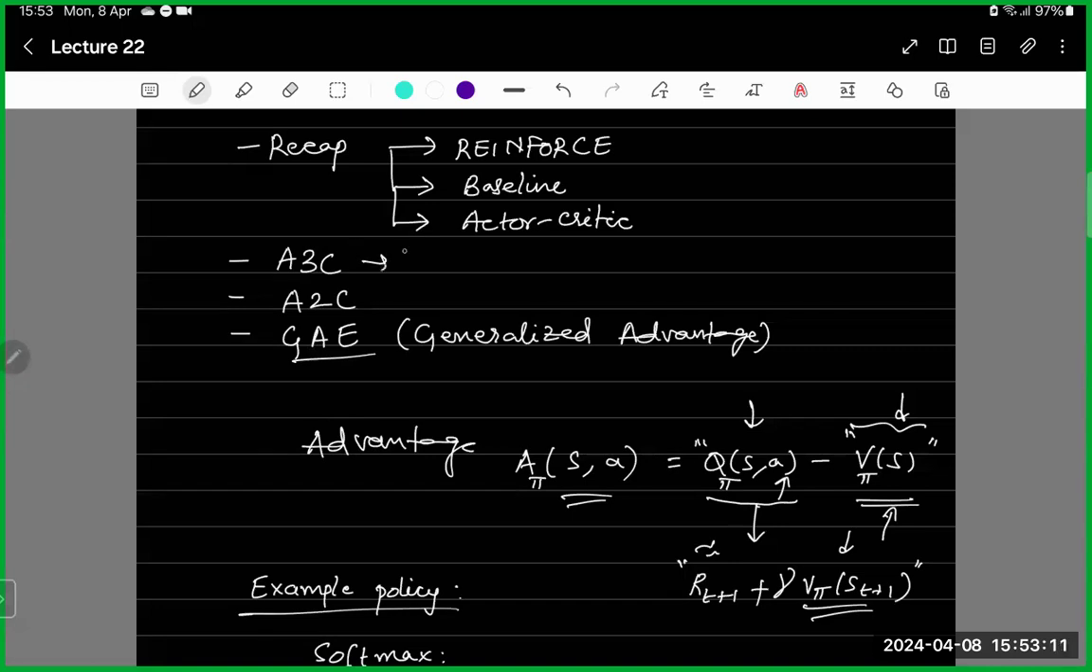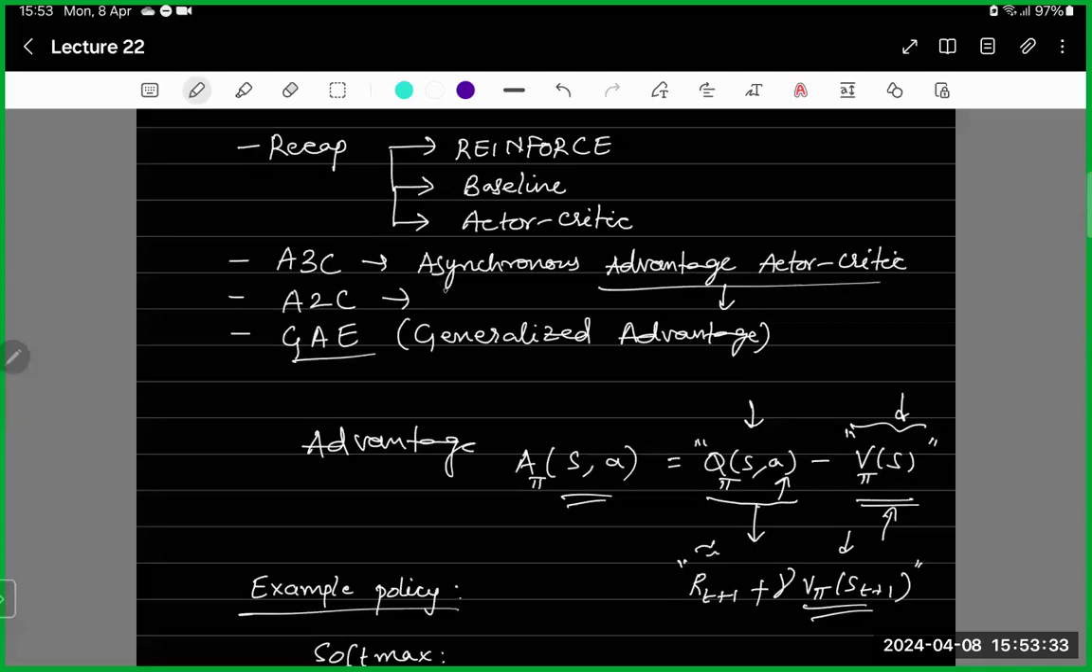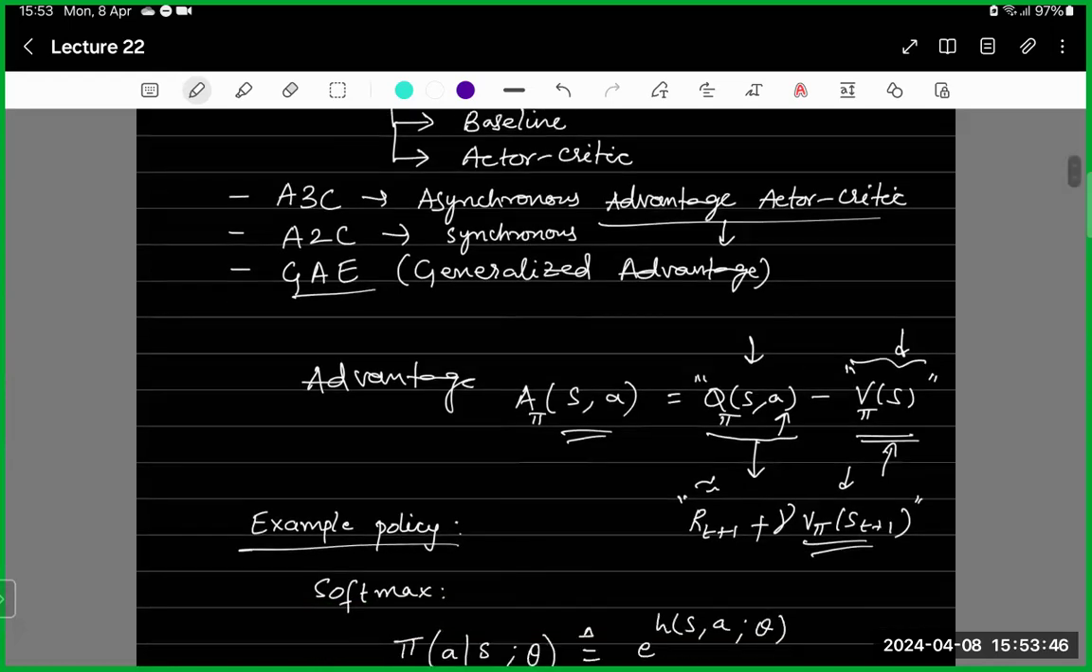A3C is called asynchronous advantage actor-critic, and A2C is just advantage actor-critic. You can think of it as synchronous advantage actor-critic if you want. So these are a few concepts which we'll discuss in today's lecture.